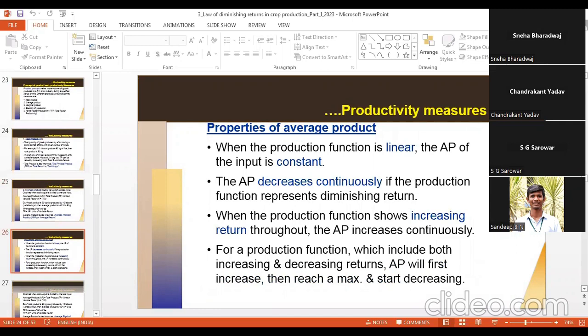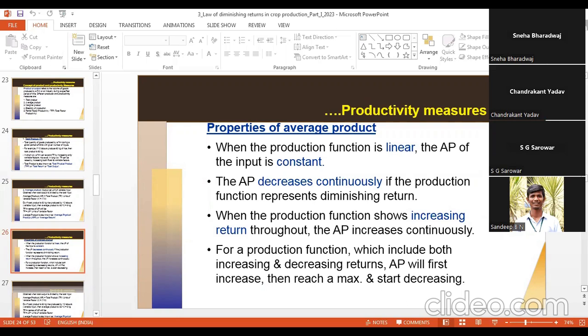Now, properties of average product. When the production function is linear, linear means constant change, the AP of the input is constant. Average product is constant if the function is linear. I will explain it in some other class. The AP decreases continuously if the production function represents diminishing return. In the diminishing return part, this average product will decrease continuously. When the production function shows increasing return throughout, AP increases continuously.